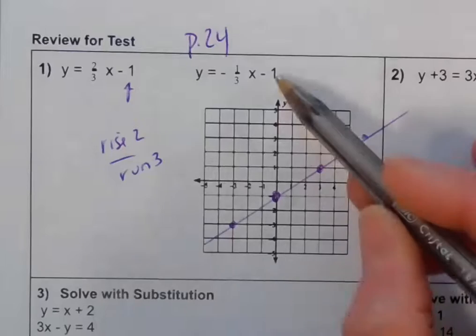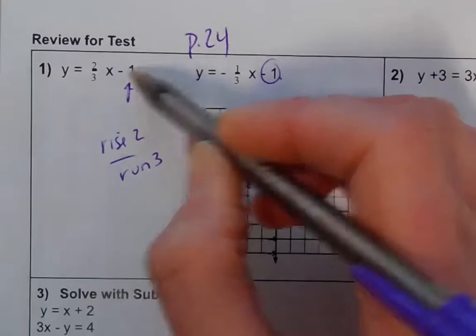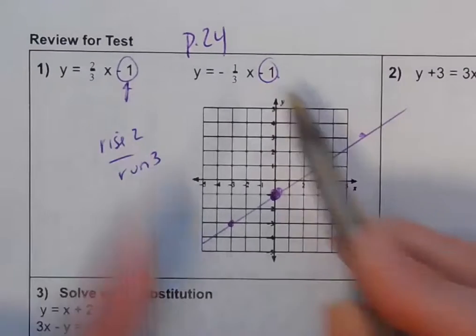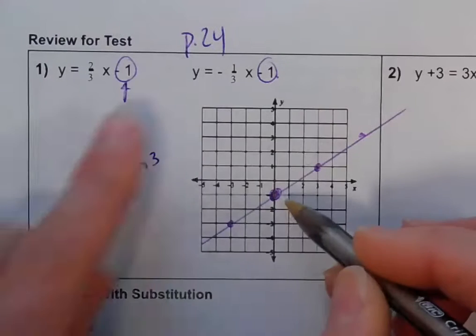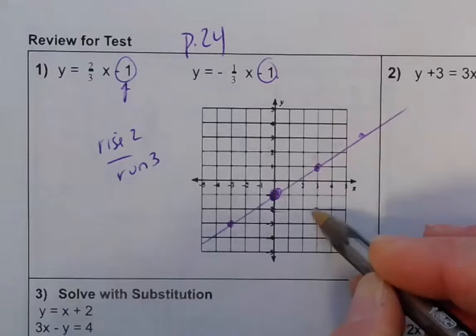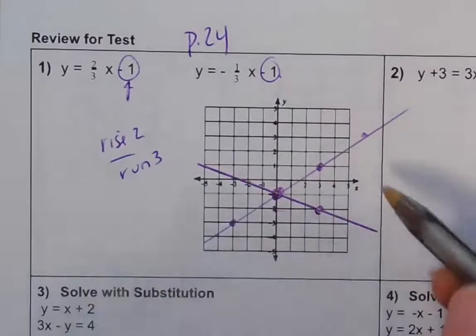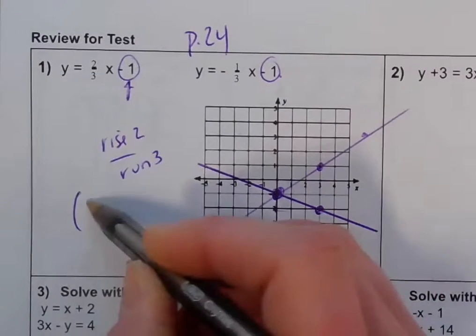Okay, this one is also starting at -1, so you could have probably figured out that that was our solution to begin with, because they're starting at the same point. My slope is -1/3, that means I go down 1 and over 3. So there's my two lines. My solution is the point where they cross, and the name of that point is (0, -1).